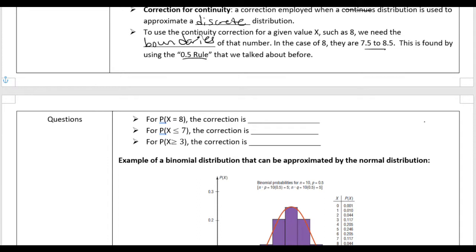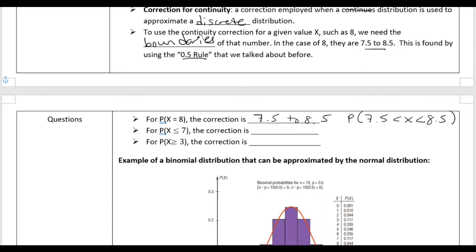Okay, so some examples of using the correction factor. For x equal to 8, we're going to use the boundary. We said it was going to be 7.5 to 8.5. So we're going to rewrite this using the notation. That means x has to be between 7.5 and 8.5.